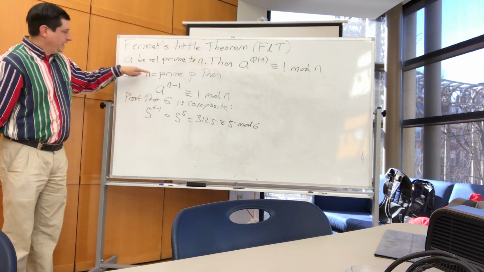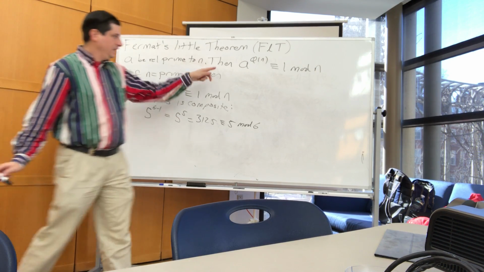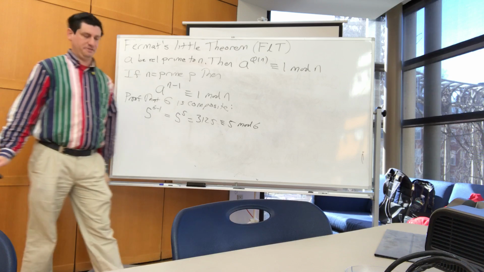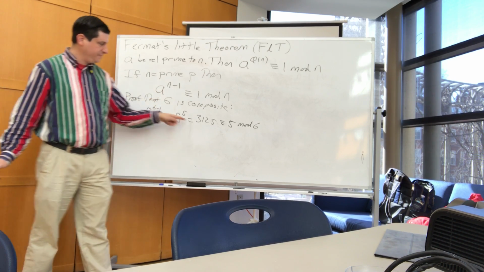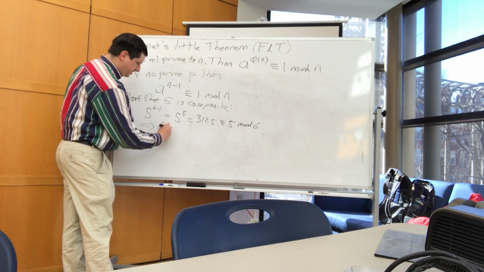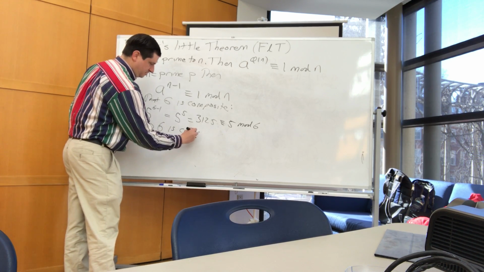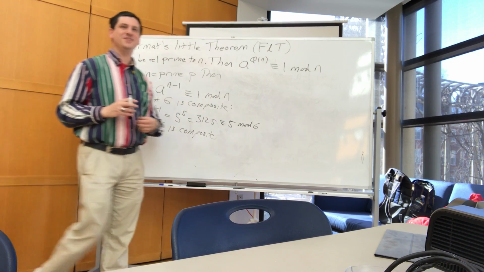So if n is prime, by Fermat's little theorem, a to the phi of n is 1 mod n. So I plug in a equals 5, and I see that 5 to the 5th is not 1 mod 6. Therefore, 6 is composite. We have proven that 6 is composite.